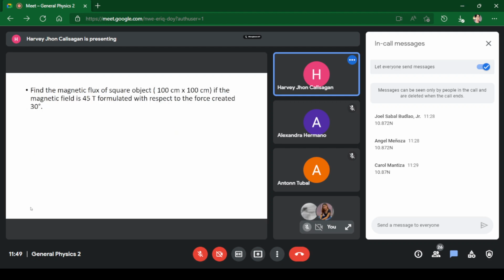Okay, how about this one? How about you try this one first? Find the magnetic flux of a square object that is 100 centimeters in area, if the magnetic field is 45 Tesla, formulated with respect to the force creating 30 degrees. Again, find the magnetic flux of a square object that has 100 centimeters per side, if the magnetic field is 45 Tesla formulated with respect to the force creating 30 degrees?